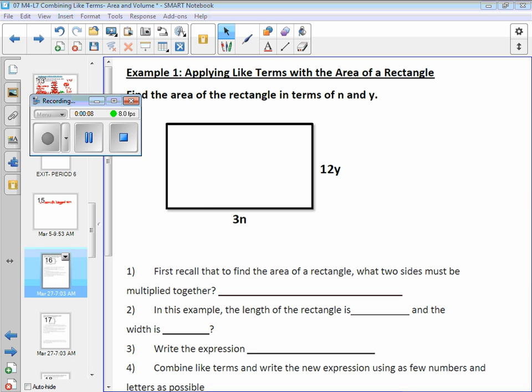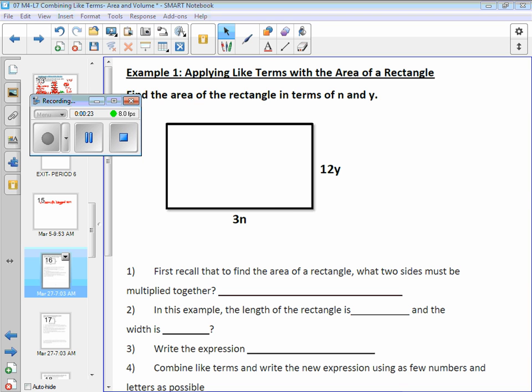Okay, so we have a rectangle. What makes this different than the rectangles you've seen is the sides. Sides are not measured, or they don't actually give you numerical measurements. Instead, they give you algebraic expressions.